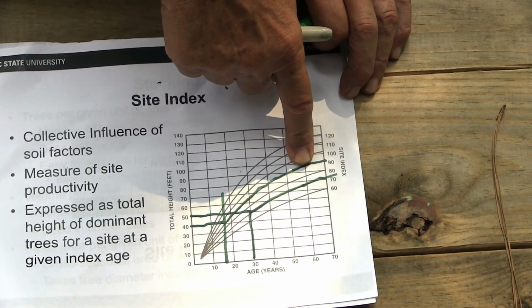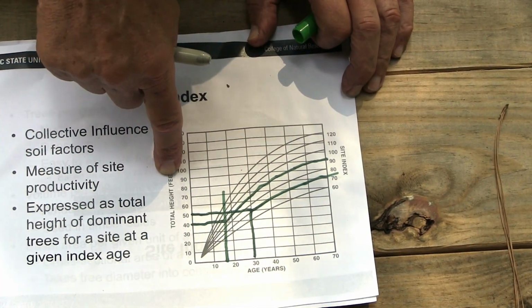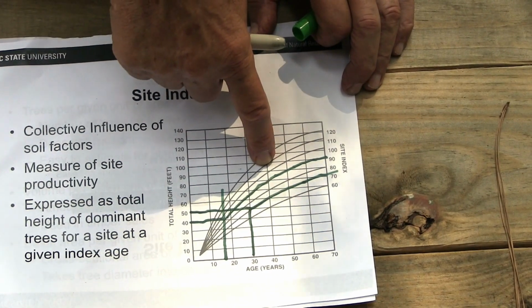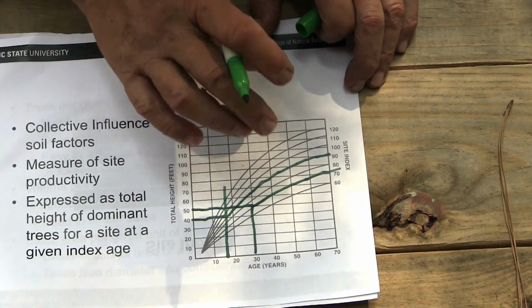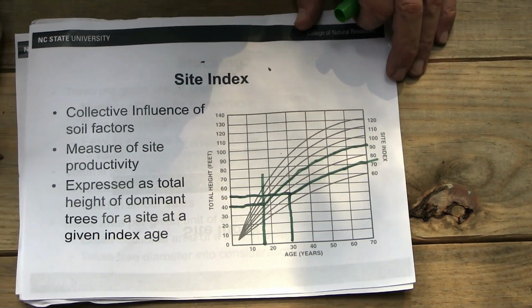So that's how you use a combination of age and height to determine site quality. And again, that's a very well accepted index. They're even referenced in soil series.